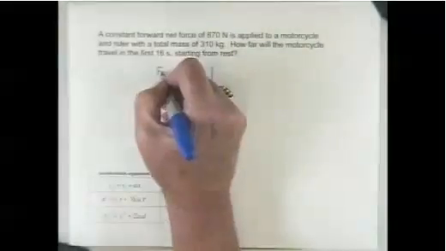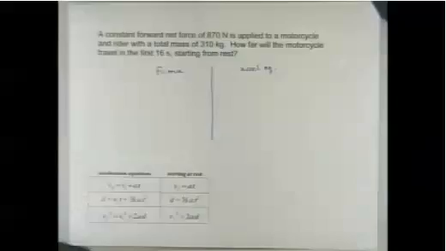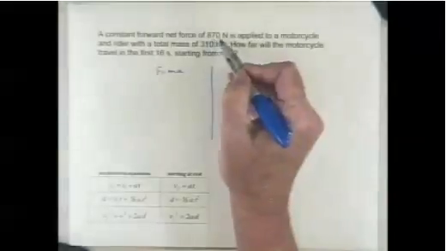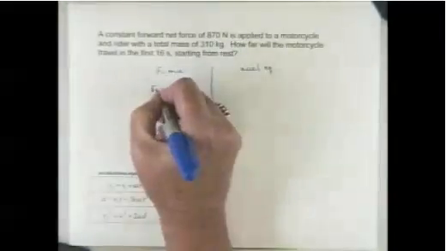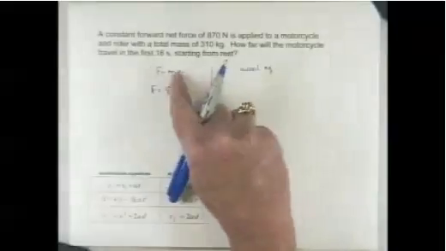Put F equals ma data on one side, put acceleration equation data on the other side. Let's look. We have 870 newtons. That's our net force. Mass also belongs over here.